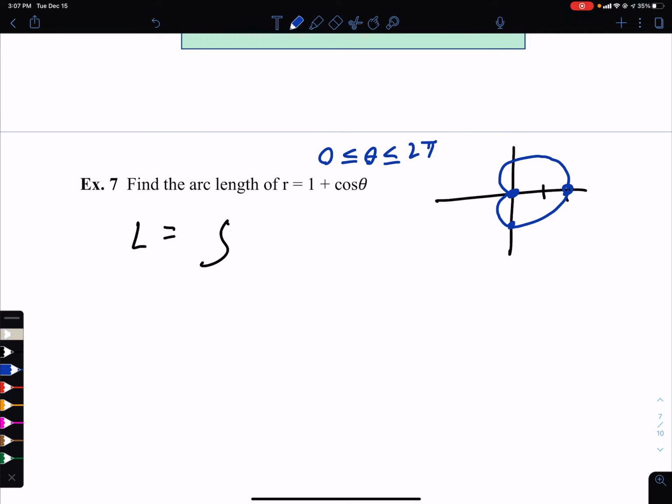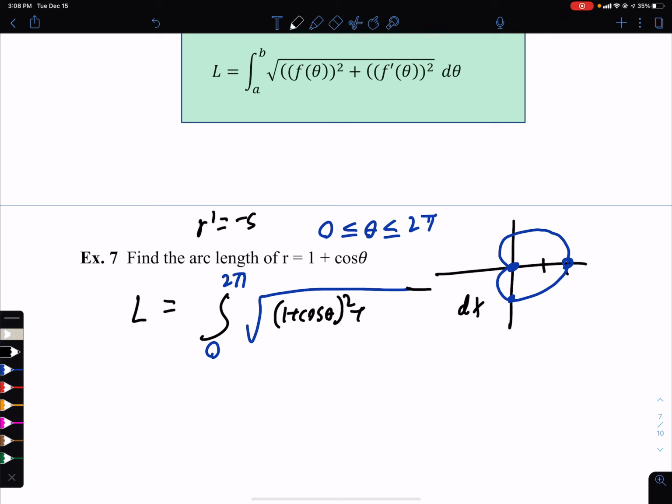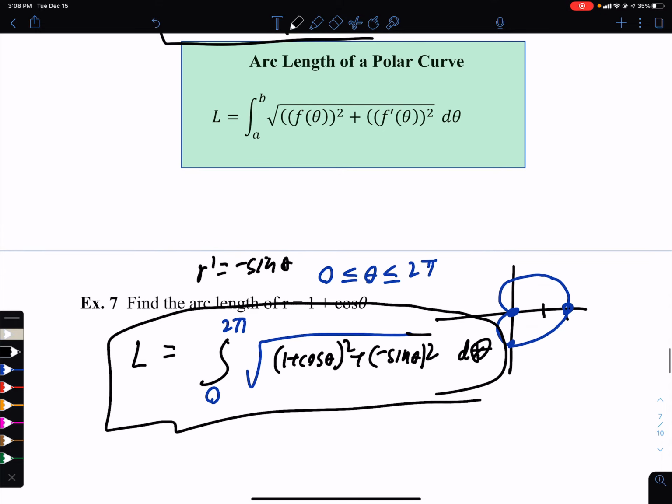So to get the arc length of this whole shape, I'm going 0 to 2 pi. And the formula is going to be the function squared, 1 plus cosine theta squared plus the derivative squared. Well, I can find that. R prime is minus sine theta. So it's minus sine theta squared d theta. So that you would just pop in your calculator to get your answer. That is example 7.